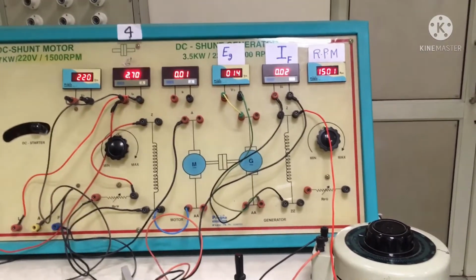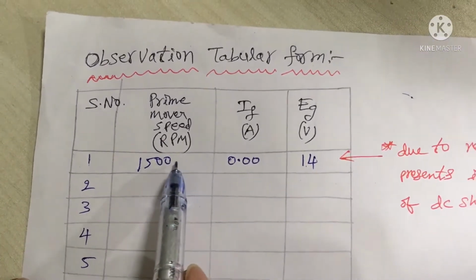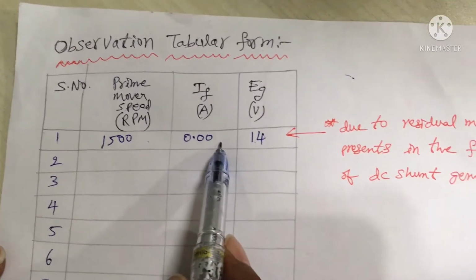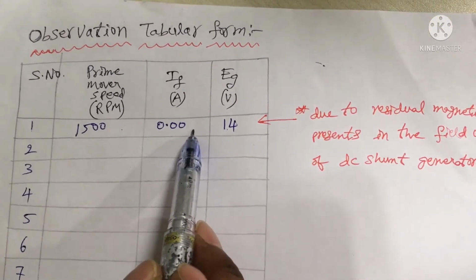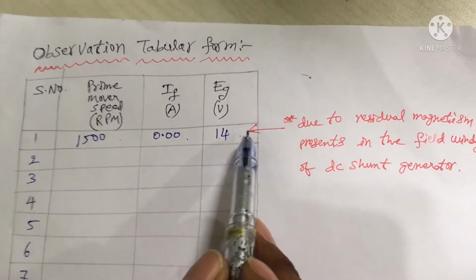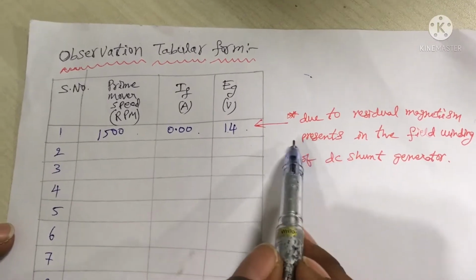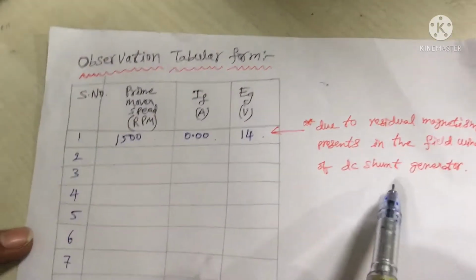At this condition, here we have noted down the values. Speed is 1500 rpm, current through the field winding is 0 amperes, voltage across the armature winding terminals is 14 volts. This voltage is due to residual magnetism present in the field winding of DC shunt generator.